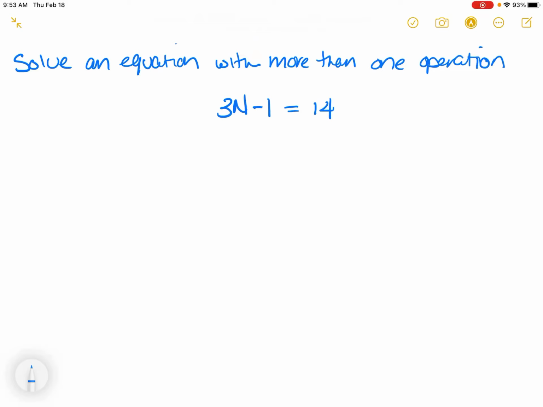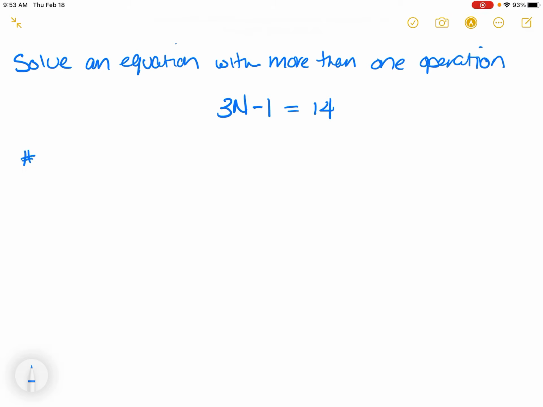Okay, class, I'm still in chapter 5, equations. And in this particular scenario, I'm going to solve an equation with more than one operation. This is pretty much more of a real life situation, where you will have more than one operation that needs to be performed in order to solve an equation. But the process and the steps are still the same.